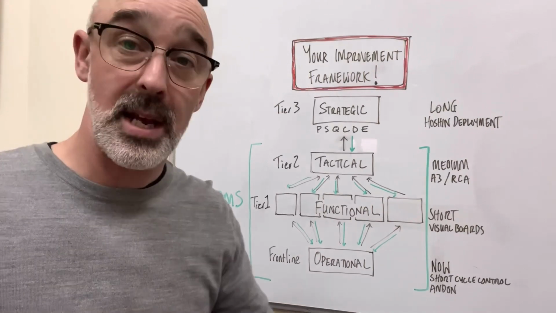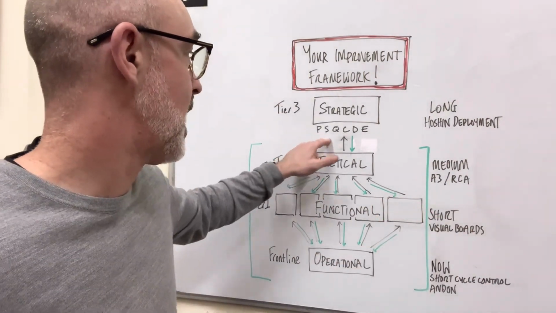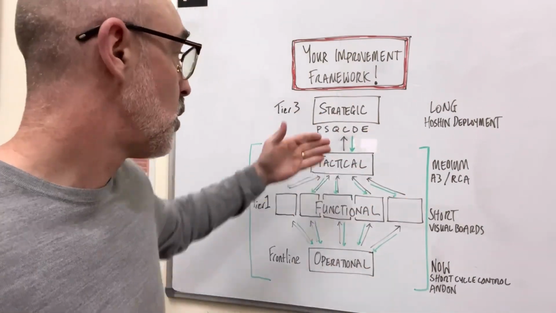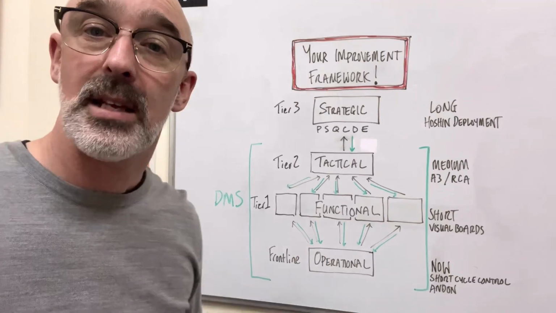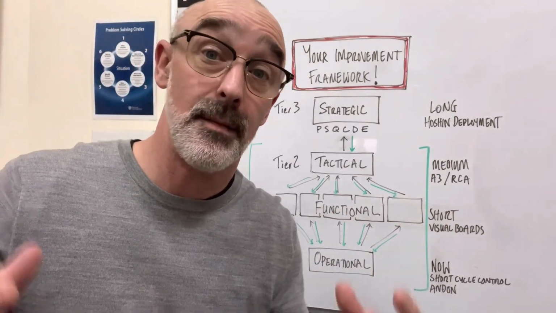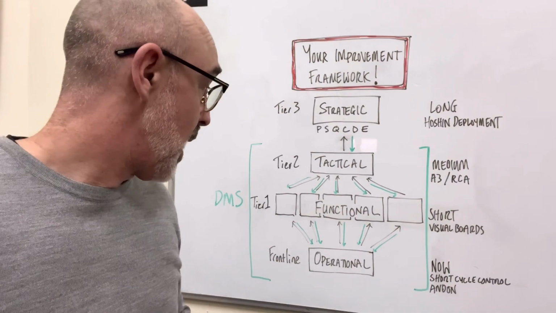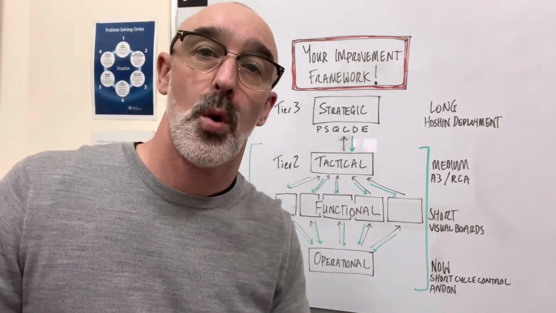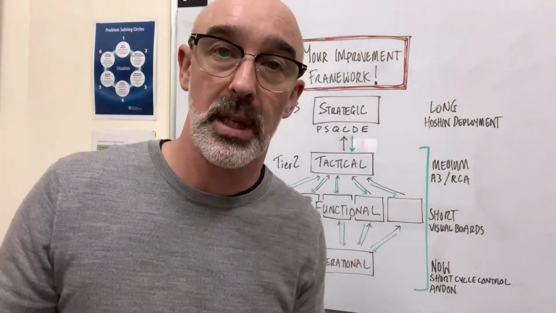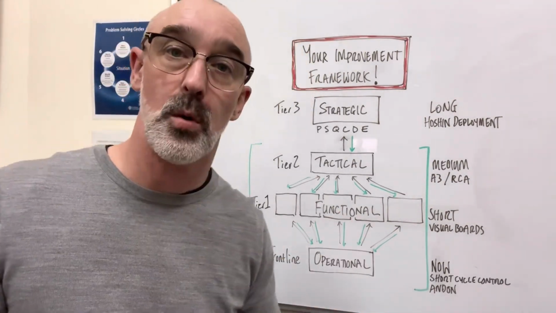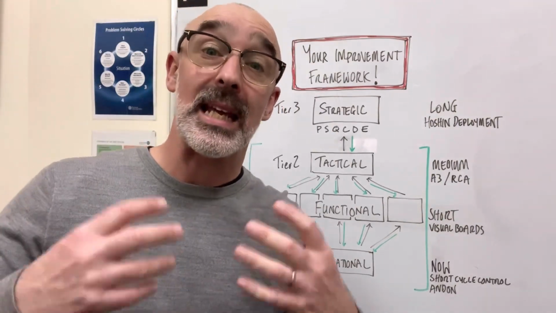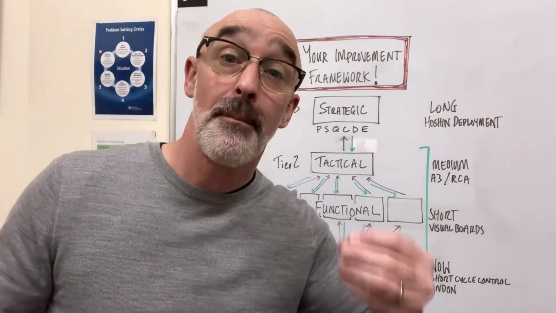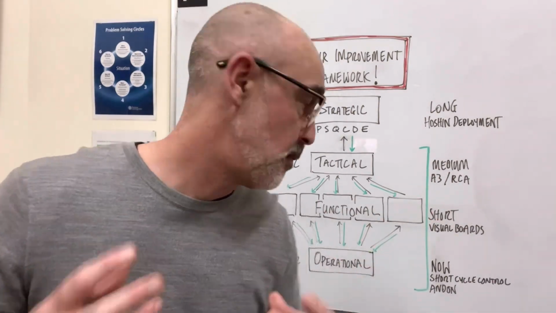Then at tier 3, it's a long-term view through our Hoshin or strategic deployment. That's typically, in a manufacturing environment, around PSQCDE: people, safety, quality, cost, delivery, environment, with those longer term objectives cascaded down into short-term hourly, daily views. What we want to do, and you see that structure, is push or delegate responsibility and ownership down to the lowest level of the organization. We want our people on the front line engaged, to have a voice, and to be empowered to make decisions and take action around improvement.